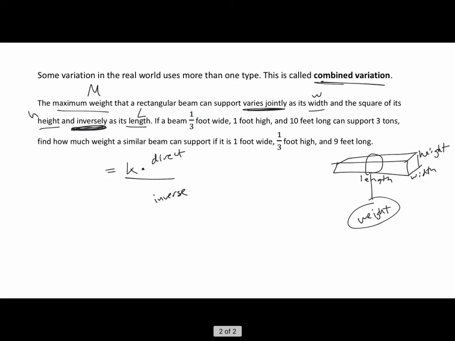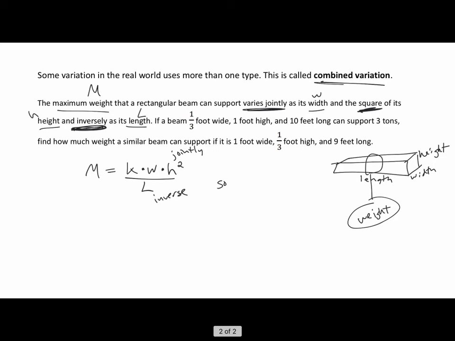All right, so the maximum weight the beam can support varies jointly. Oh, so it's not direct, it's joint. Let's change that. So that means we're going to have two multiplications here: the width and the square of the height. So not just h, but h squared, because it's the square of the height. And inversely as the length. Okay, so that's what we've got so far.